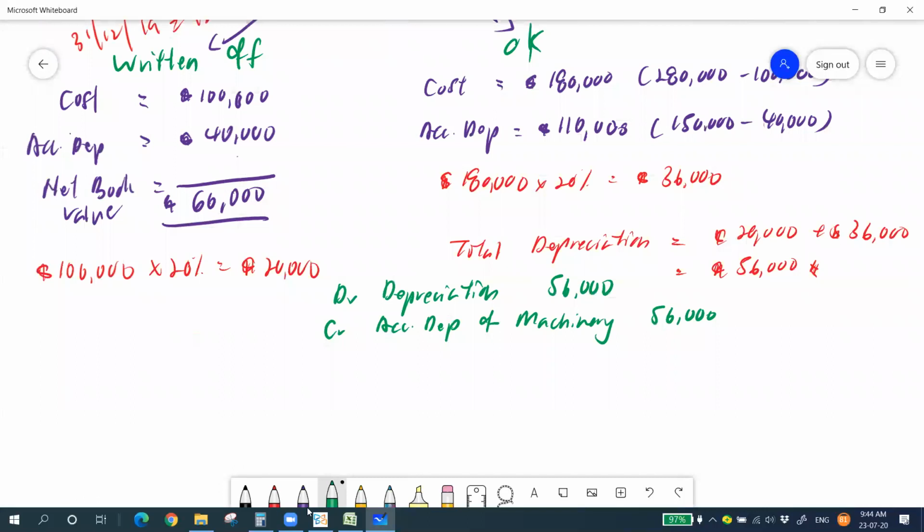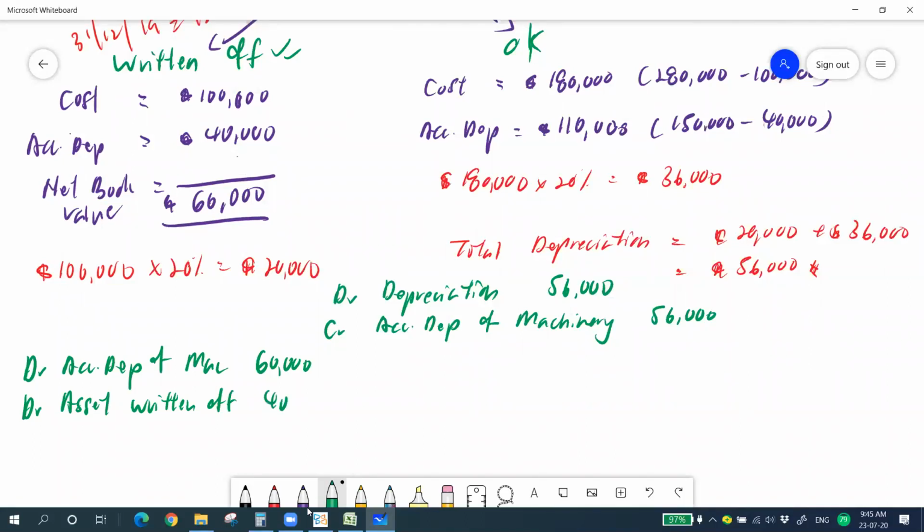So for the written off, how do we record? First, we debit the accumulated depreciation of machinery 60,000. We debit asset written off 40,000, and then we credit the machinery cost 100,000.